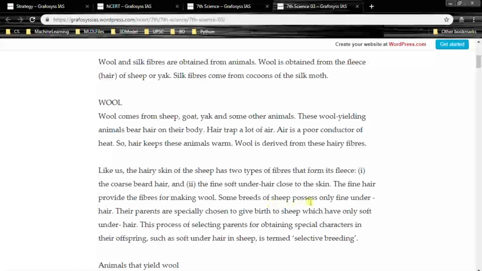Some breeds of sheep possess only fine under hair. Their parents are specially chosen to give birth to sheep which have only soft under hair. This process of selecting parents for obtaining special characters in their offspring, such as soft under hair in sheep, is termed selective breeding. So remember this, selective breeding. So their parents are selected for obtaining special characters in their offspring, that is, which are having soft under hair. Right.